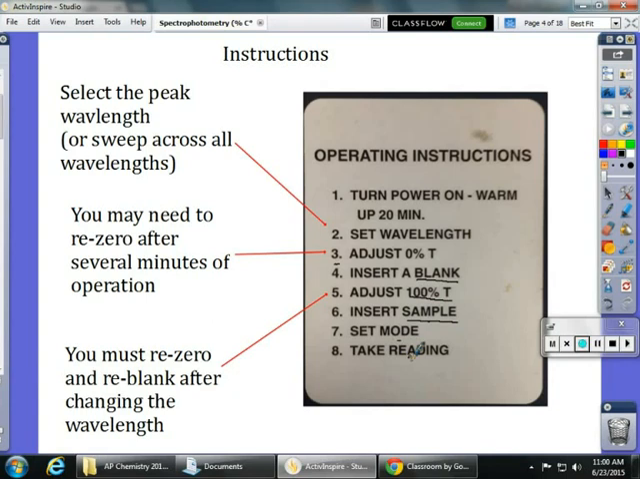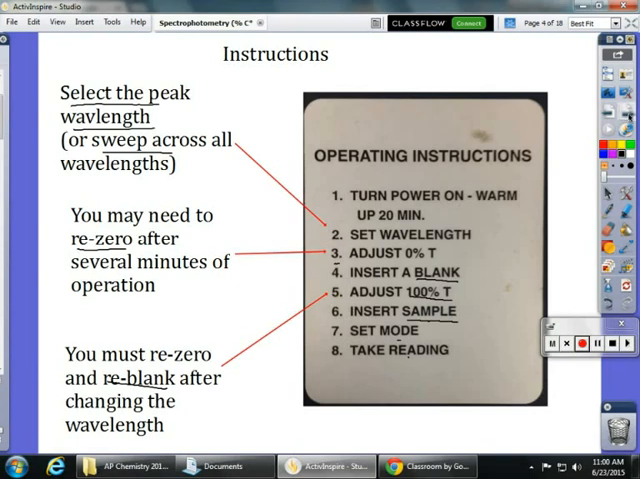I did put here, typically we're setting a peak wavelength. We want to measure a substance at the wavelength that absorbs the most amount of light. Or, you know, sometimes if we were going to just look at what the substance is, we might sweep across all the wavelengths. But every time you adjust the wavelength, you're going to need to re-zero your device, and you're also going to re-blank your device. So if you change the wavelength here, you're going to go back to step 2, setting the wavelength. You need to readjust your %T and readjust to 100% T, that is, re-blank it.